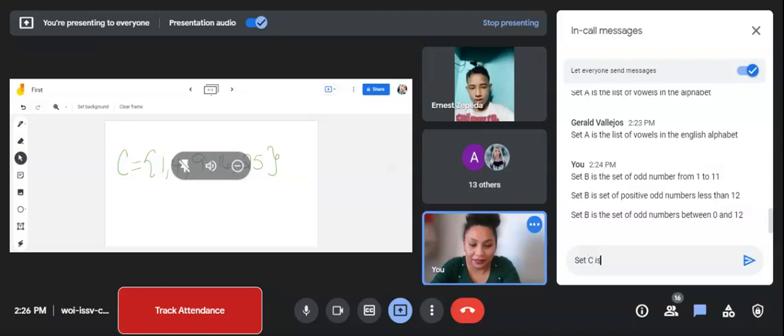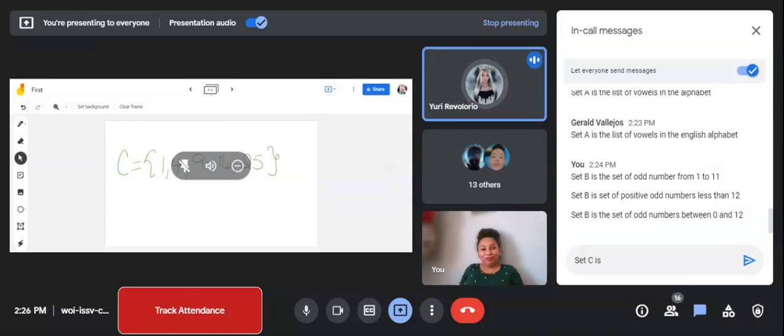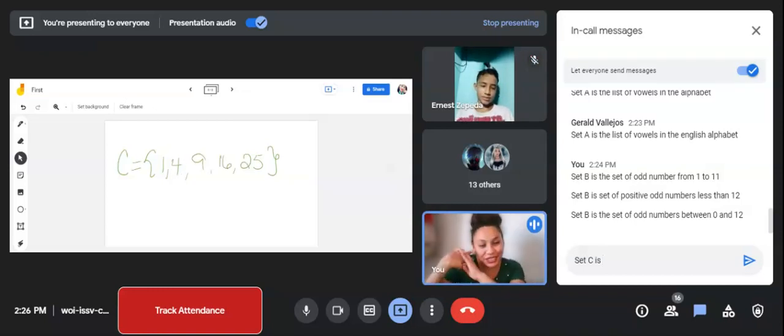Set C is the set of multiples starting from 1, the multiples of the same number. Someone said square root: 1 times 1 equals 1, 2 times 2 equals 4, 3 times 3 equals 9. They are not square roots though. They are square numbers, not square roots. Square root is something else. Like if I find the square root of 4, it is 2. But here they are talking about the square numbers.